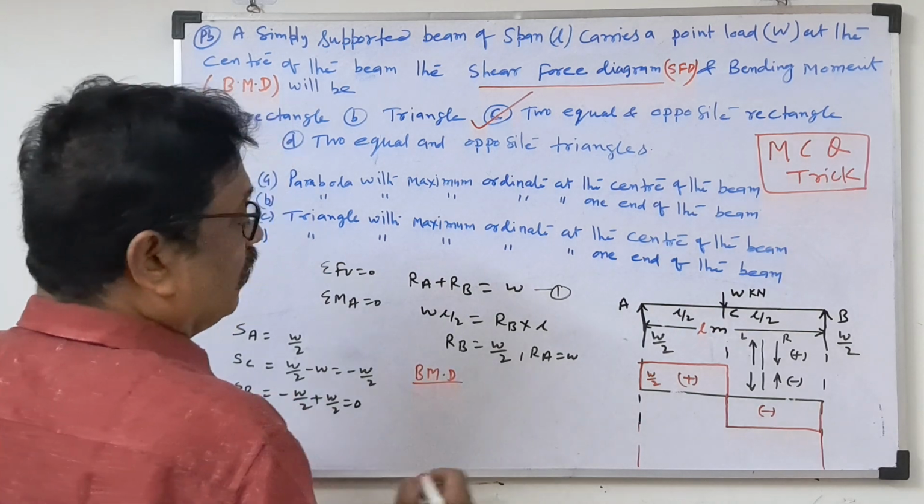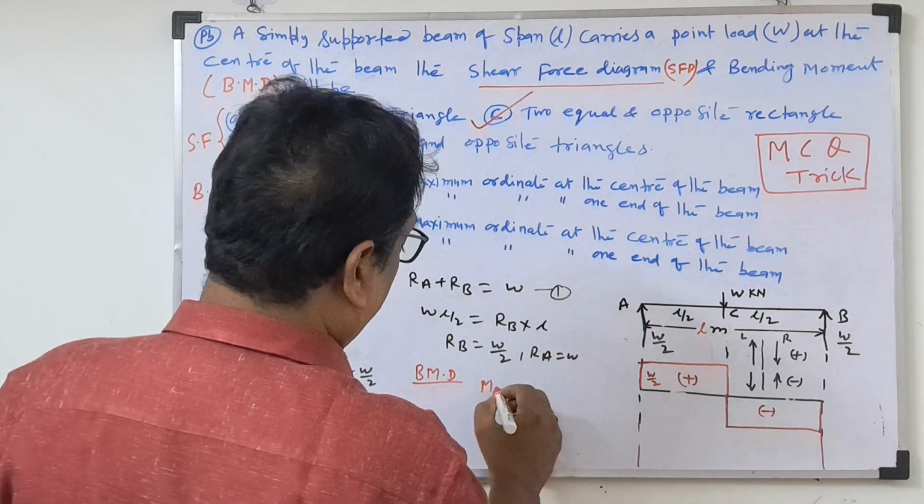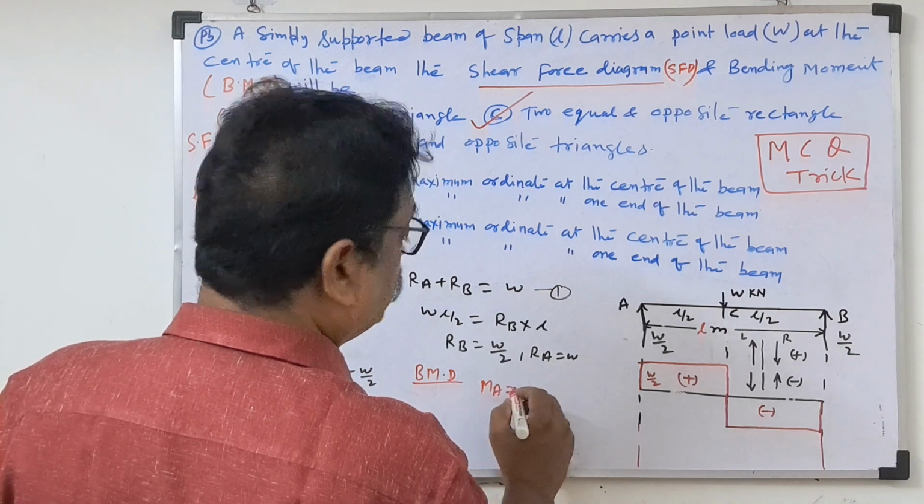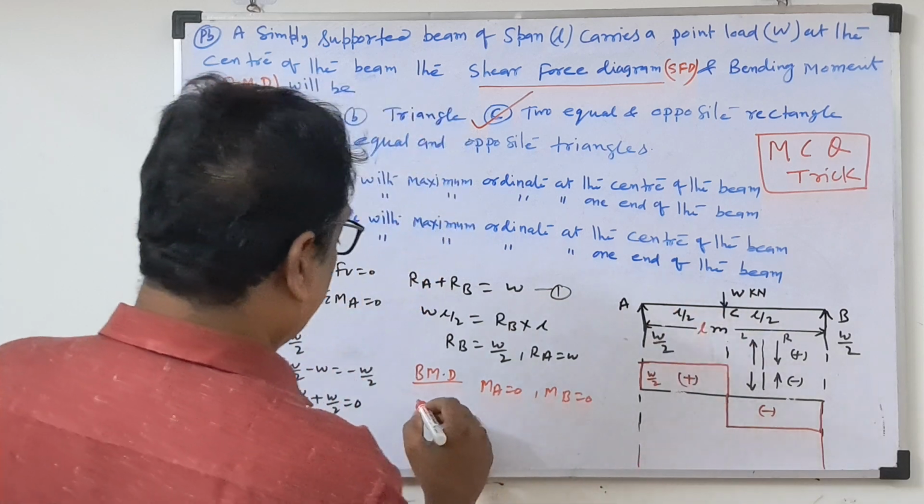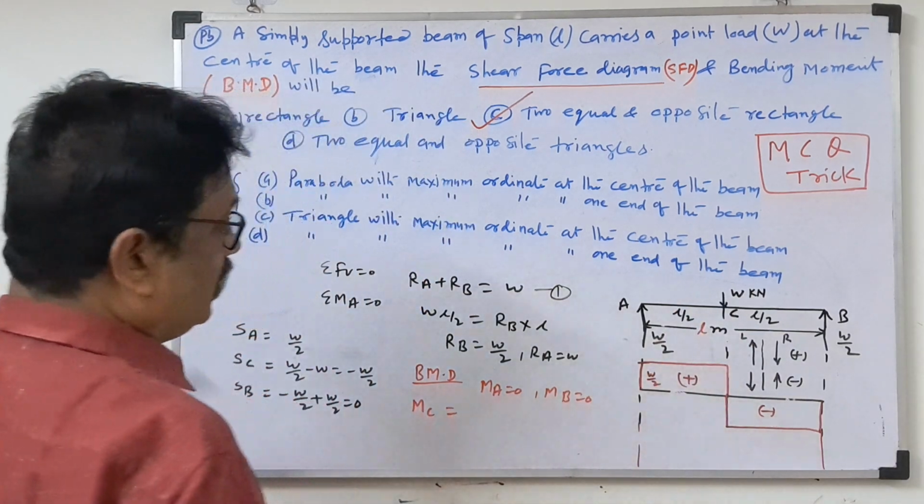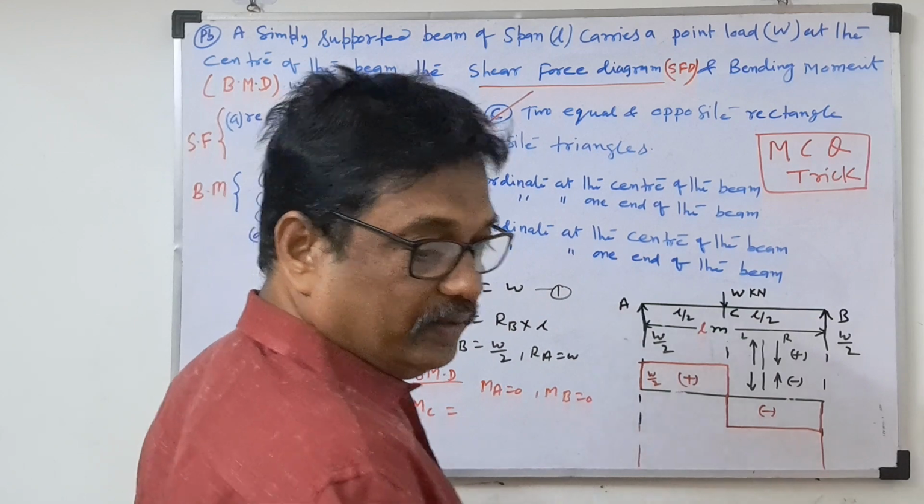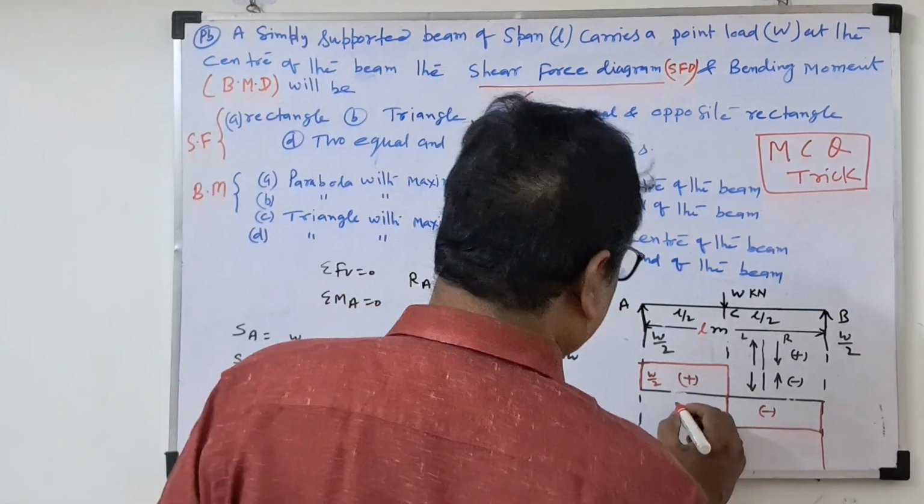Bending moment diagram calculations. The bending moment at A, MA, is equal to 0, and MB will also be 0. So find the bending moment at C. What is the sign convention here? The sign convention we are taking here.